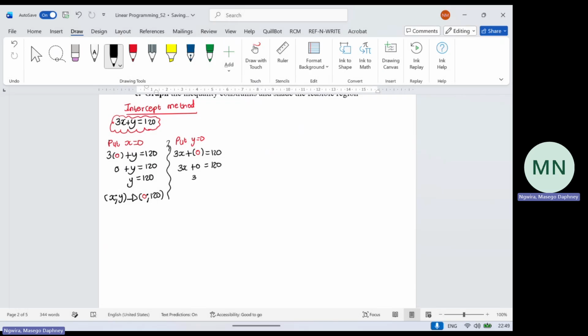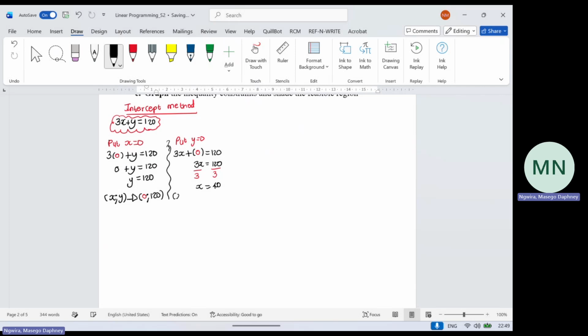So I'll be left with 3x equals 120. Now I need to solve for x, so I am going to divide both sides by 3. Then my x will be equal to 120 divided by 3, which gives 40. So the answer is 40.